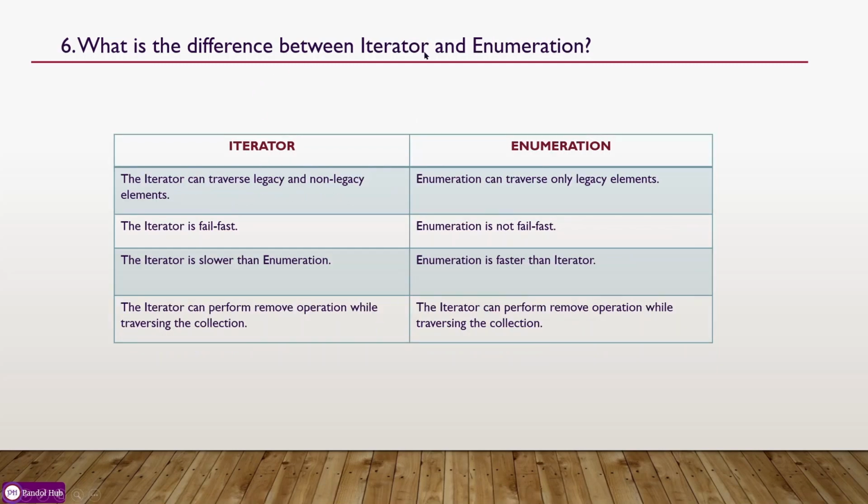So what is the difference between iterator and enumeration? The iterator can traverse legacy and non-legacy elements. Enumeration can traverse only legacy elements. The iterator is fail fast. That is, it throws concurrent modification exception when the collection is being modified during the iteration. Enumeration is not fail fast. That is, it doesn't throw the exception while traversing. The iterator is slower than enumeration. Enumeration is faster than iterator. The iterator can perform remove operation while traversing, whereas the enumeration cannot perform remove operation while traversing the collection.